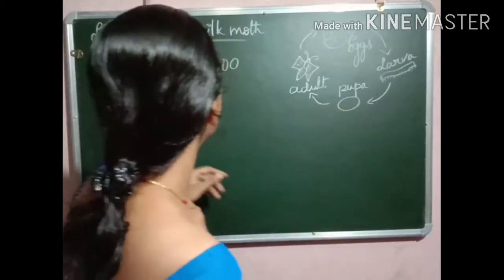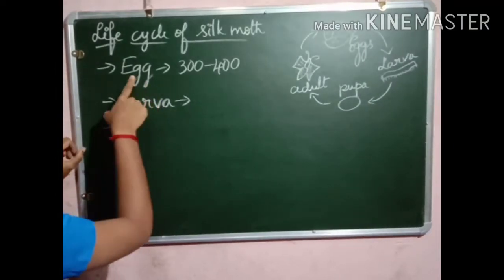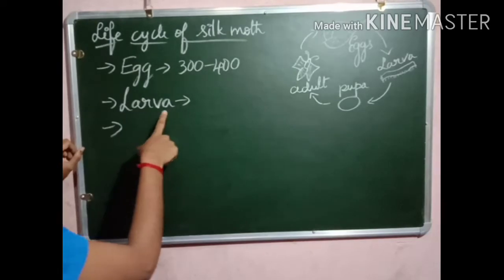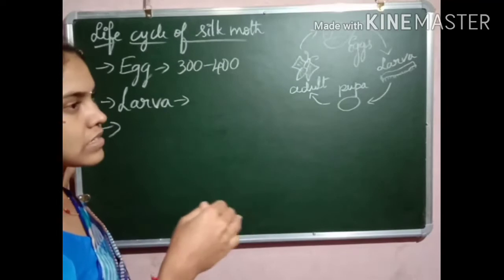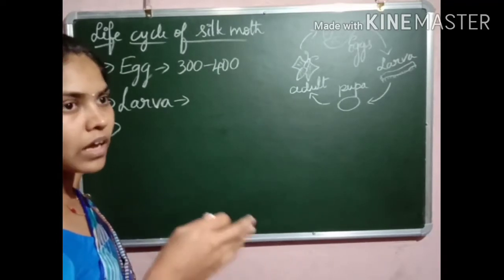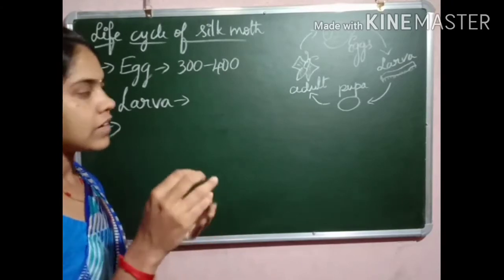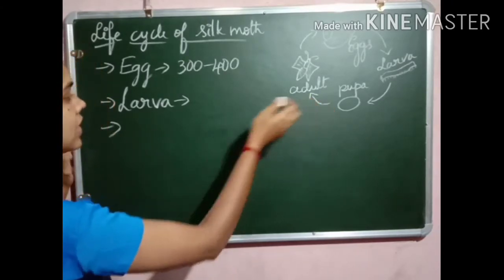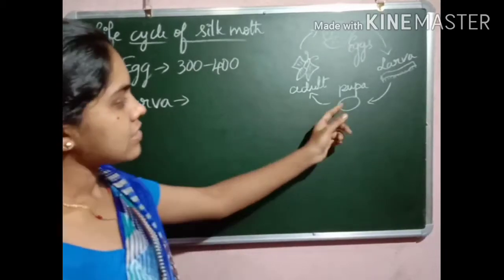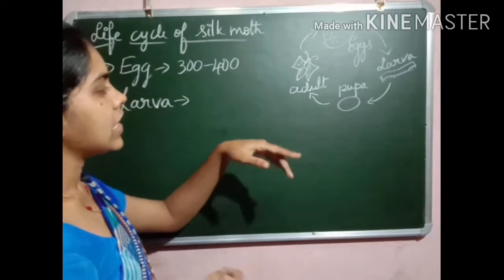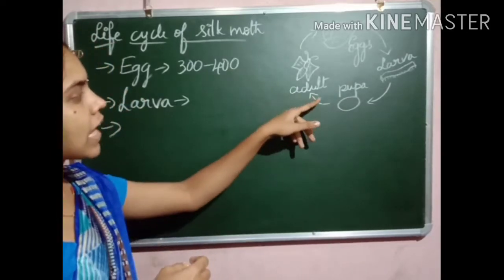Okay, so this is the life cycle. These are the stages. First stage is egg, second stage is larva, and when the larva covers its body with the web, the thin filament of protein, when it is exposed to air, it will become the cocoon. When the pupa is covered by the cocoon, that is the third stage.